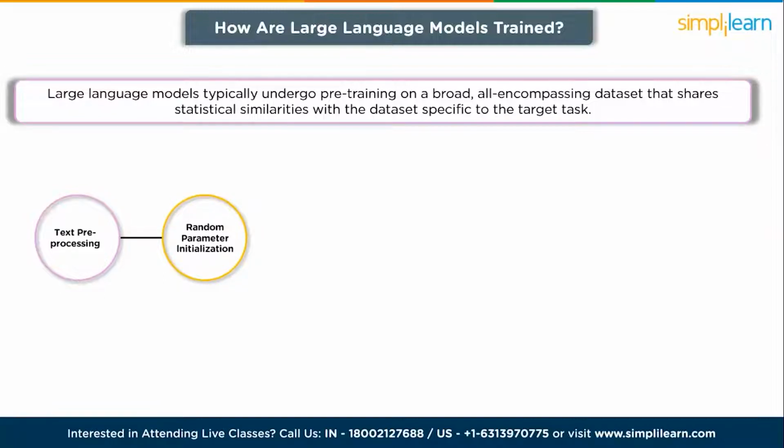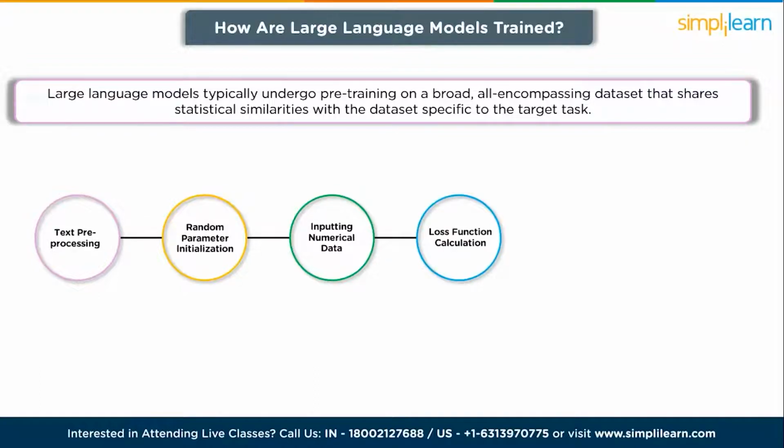The model's parameters are initialized randomly before the training process begins. The next is inputting numerical data. The numerical representation of text data is fed into the model for processing. The model's architecture, typically based on transformers, allows it to capture the contextual relationships between the words and tokens in the text.